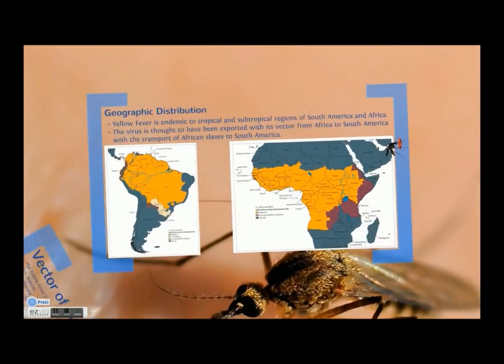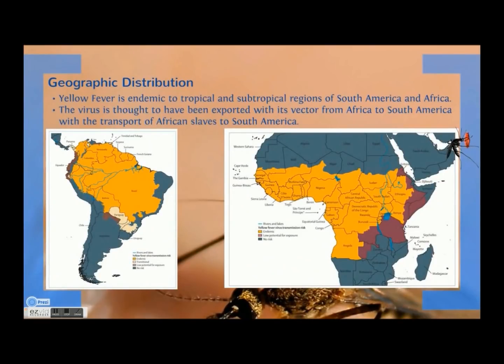Yellow fever is endemic to tropical and subtropical regions of South America and Africa. The virus is thought to have been exported from Africa with its vector with the transport of African slaves to South America.